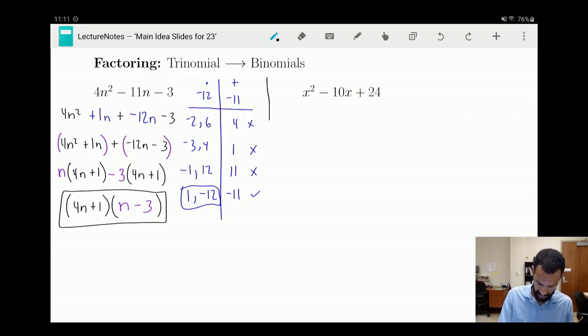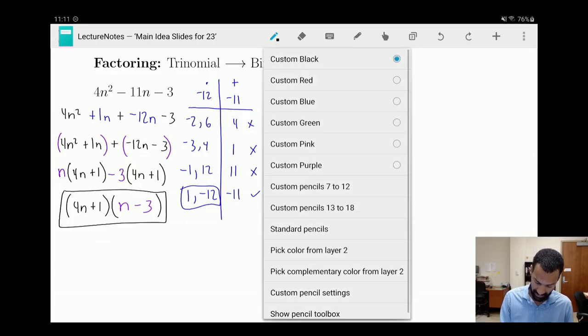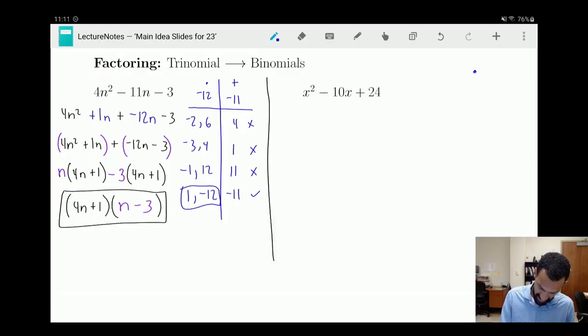Let me draw a line here. Let's go through this again with this problem here: x squared minus 10x plus 24. I need to find 2 numbers that multiply together to be, well, let's start off by saying understood 1 times 24 is 24, but add together to be the middle number, negative 10.